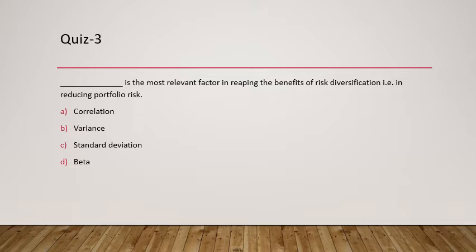This takes us to quiz 3, which is: dash dash dash is the most relevant factor in reaping the benefits of risk diversification, that is reducing the portfolio risk. So, when we talk about risk diversification, beta, standard deviation, and variances are measures of risk. They are not measures of diversification. So naturally, the answer is correlation. And correlation is a very important factor in Harry Markowitz's portfolio risk model, if you have read. So it's the correlation which would be the answer here. Let us move to the next question, which is question 4.